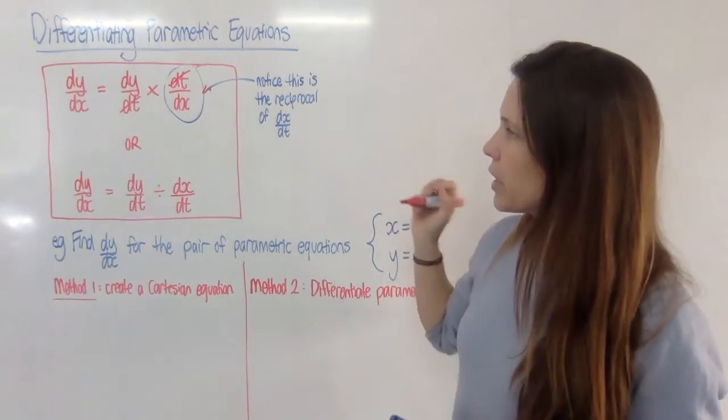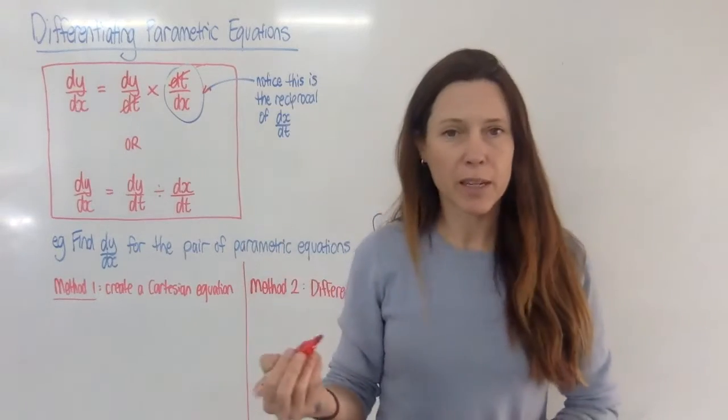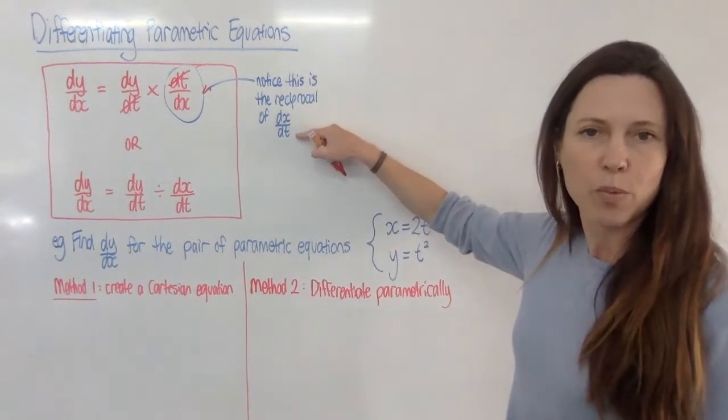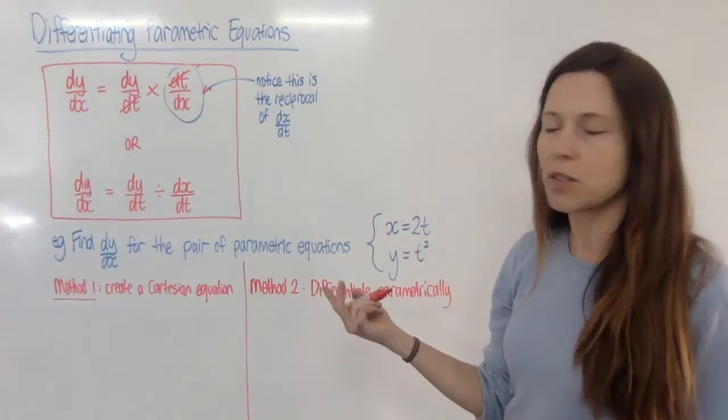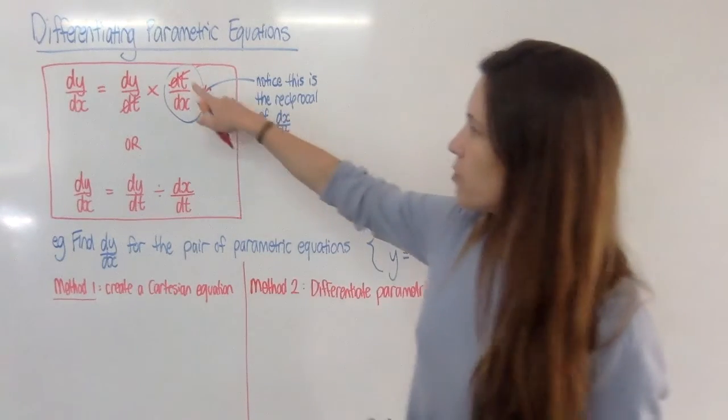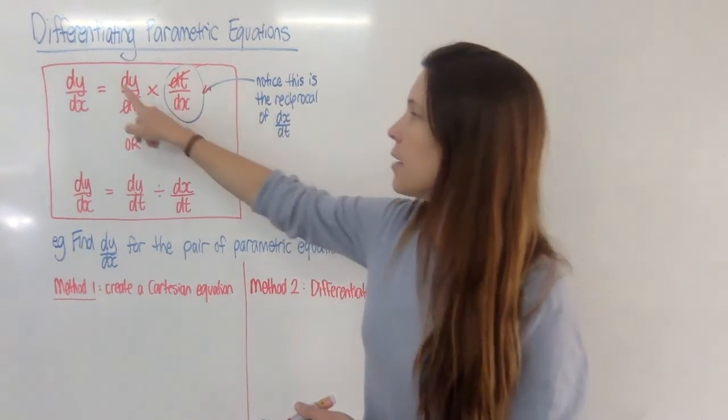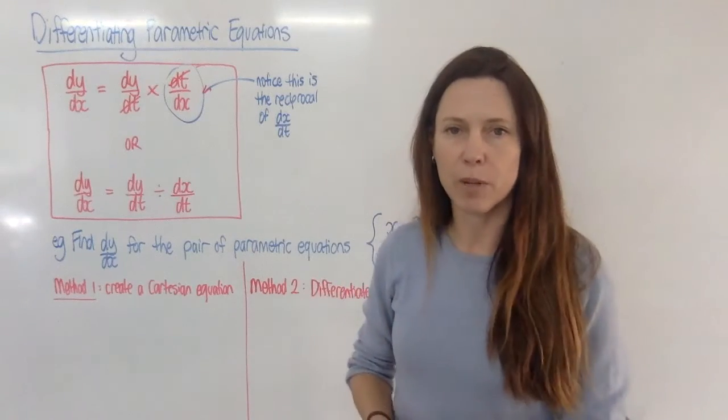So in other words, if we can differentiate y with respect to t, and we can differentiate x with respect to t, both of which should be fairly straightforward, then we can find the reciprocal of the second one, and we can multiply these together to find dy dx.